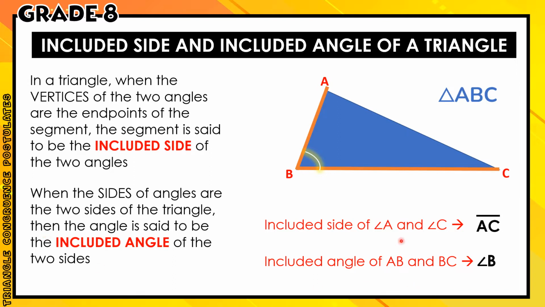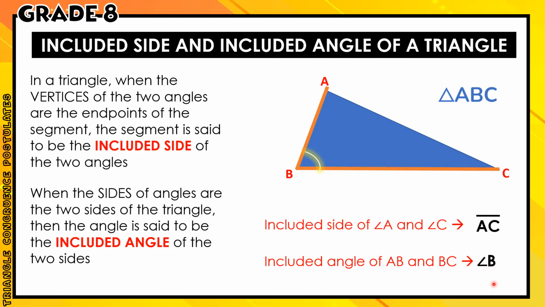So like this one, if you were asked for the included side of angle A and angle C, just copy the two letters, then put a bar symbol or line symbol. While if you are looking for the included angle of AB and BC, they happen to have the same letter B, therefore that will be your answer, then include the angle symbol.